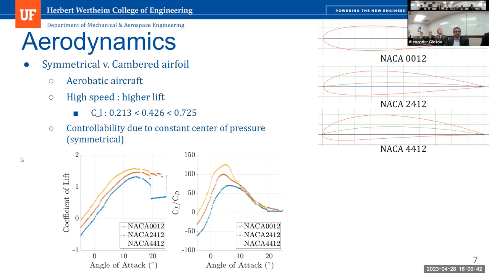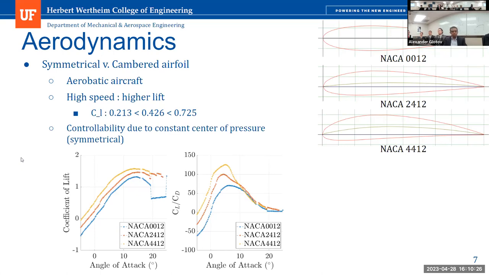Next, for our airfoil selection, we've picked the three NACA airfoils on the right corner due to the symmetrical against cambered airfoil. Since we would like to have an aerobatic aircraft, it is better to have a symmetrical airfoil for the maneuverability, since it can provide the same amount of lift, whether it's upside or downside. Next, since we are trying to fly at high speed, that will overcome the low CL of the symmetrical airfoil. As you can see, the CL can be twice as low as for the next cambered.